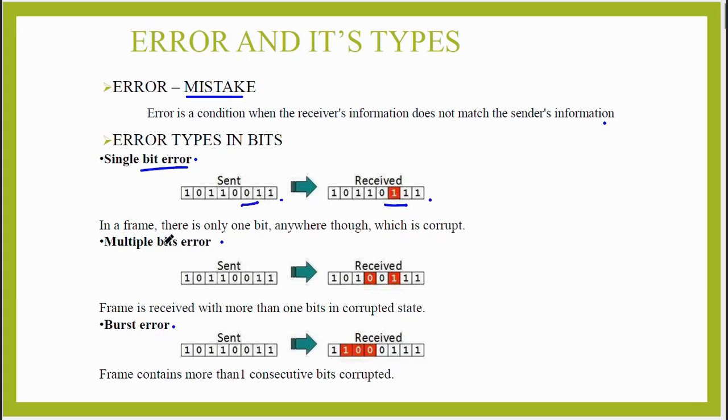In multiple bit error, a frame is received with more than one bit in a corrupted state. Let's see the frame. The 1 is changed to 0 and the 0 is changed to 1, and this is the multiple bit error. Burst error: the frame contains more than one consecutive corrupted bit. In the sender's message, there are 3 consecutive errors. 0 1 1 is changed into 1 0 0. The consecutive error is called a burst error.